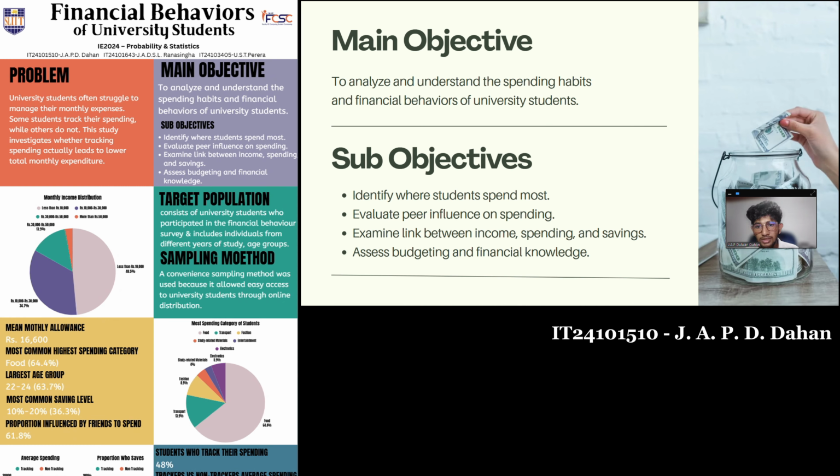The main objective of our study is to analyze and understand financial behavior among university students. We also focus on four objectives: identifying where students spend the most, evaluating peer influence on spending, examining the connection between income, spending and savings, and assessing budgeting habits and financial awareness.